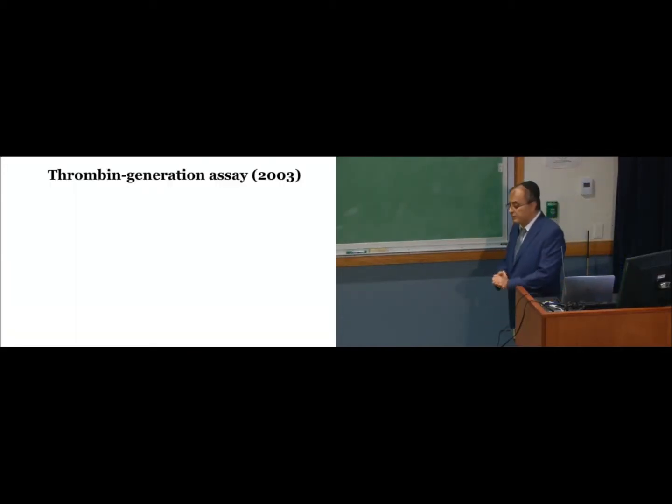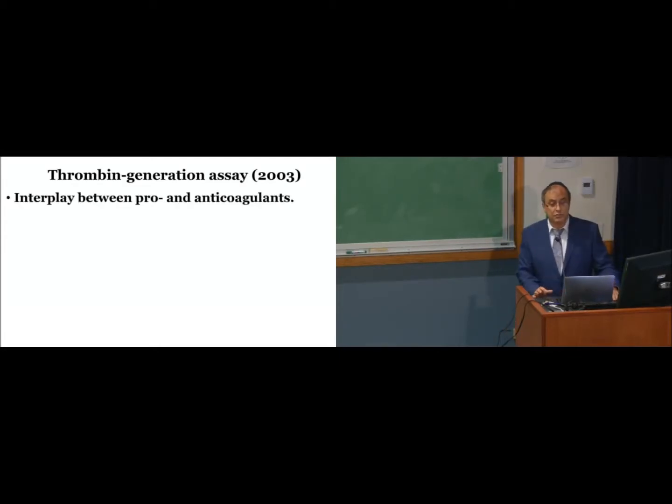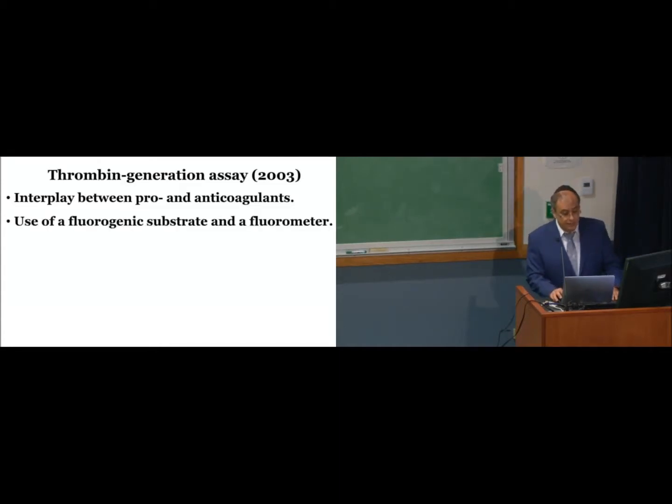Obviously, the hemostasis in cirrhosis is much more nuanced than previously appreciated and requires a more sophisticated assay, and such an assay became available in 2003. When a thrombin generation assay was described, it came with a promise to reflect the interplay between pro and anticoagulants, and it is based on a fluorogenic substrate and a fluorometer.